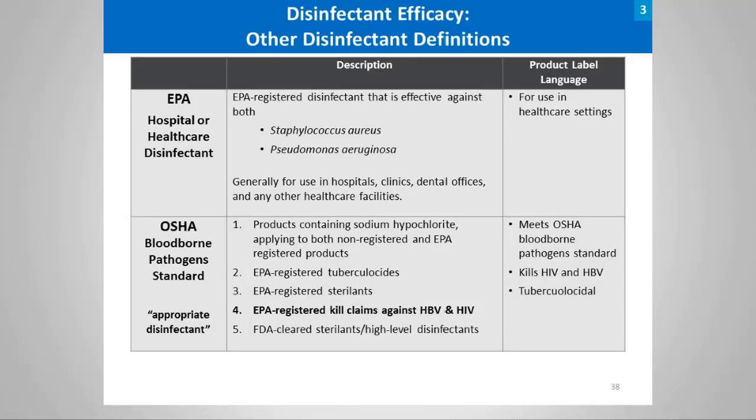The OSHA bloodborne pathogen standard calls for what they call an appropriate disinfectant. In this case, we're talking about something that kills HIV, hepatitis B virus, and is tuberculocidal.